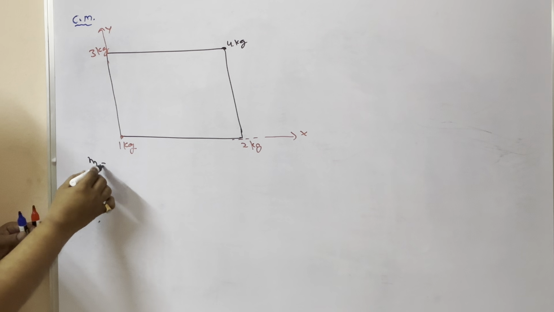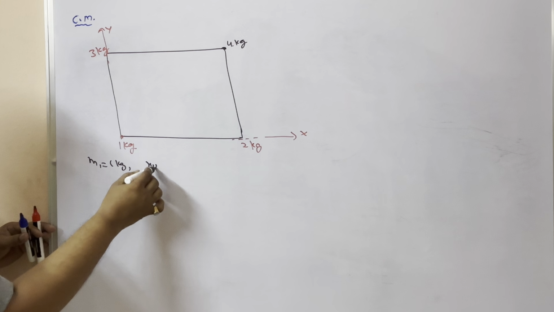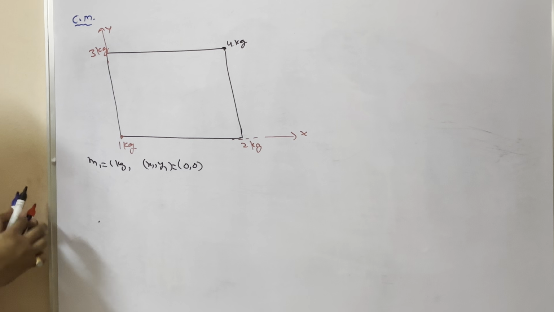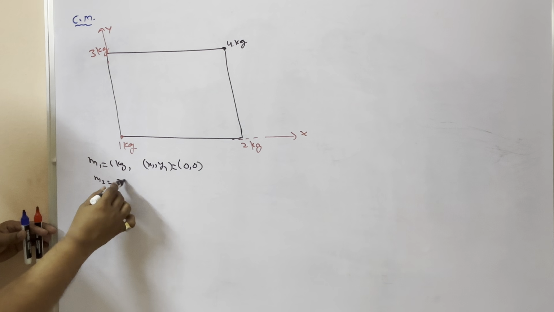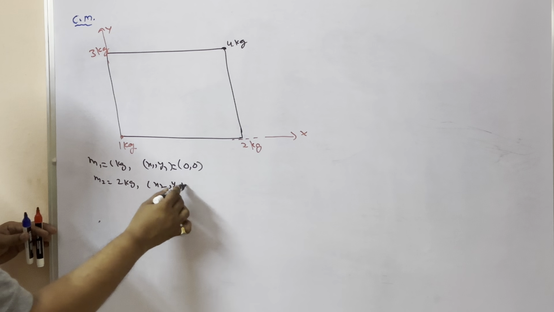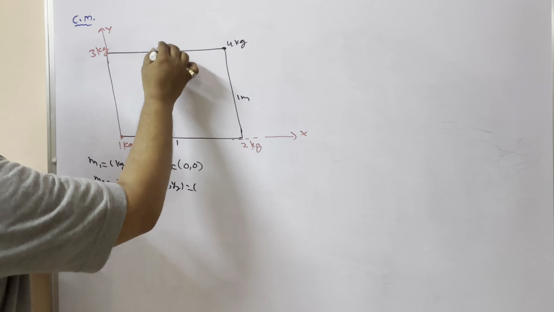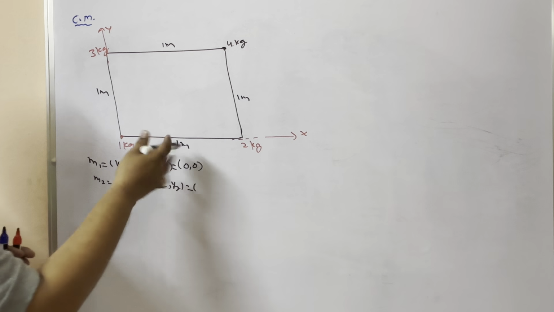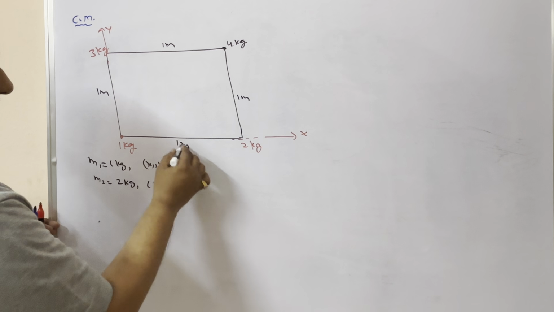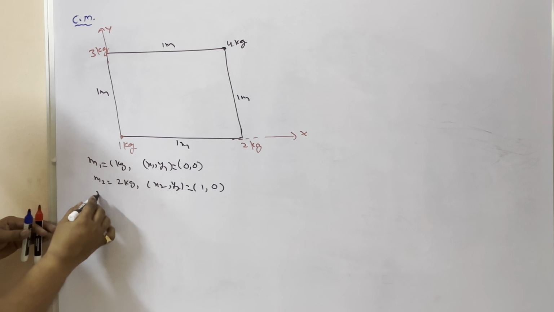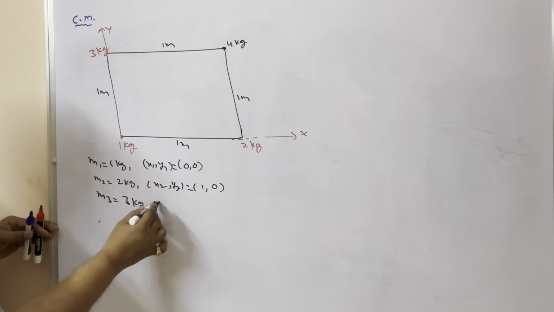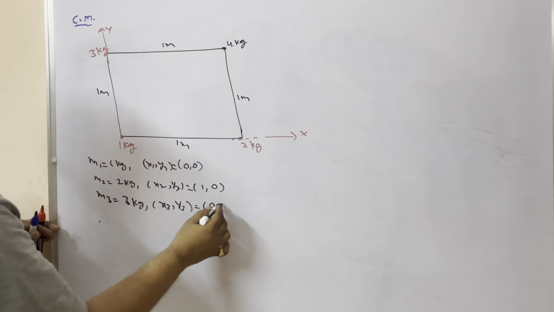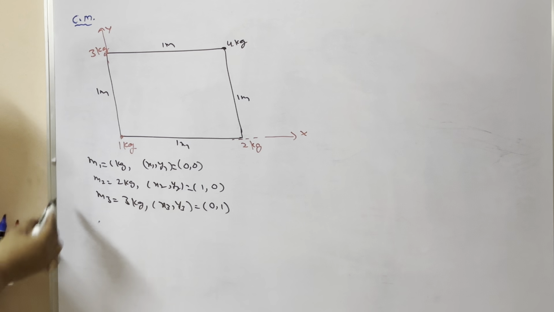Now again, the coordinates: m1 is equal to 1 kg, x1 comma y1 is equal to 0 comma 0. m2 equal to 2 kg, so x2 comma y2. If they give the distance, let us assume 1 meter. That is their wish; they may give the distance in the problem as 2 meters, 3 meters. x2 comma y2 is 1 comma 0. m3 is 3 kg, so x3 comma y3. This one is on the y-axis, therefore 0 comma 1, because x will be 0.